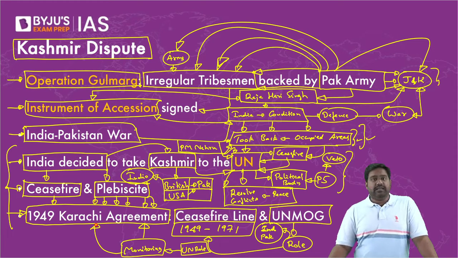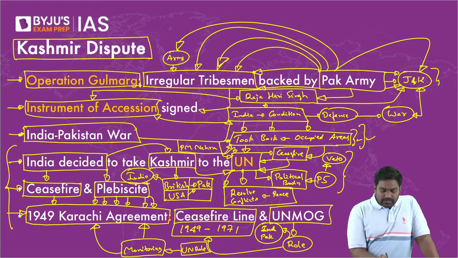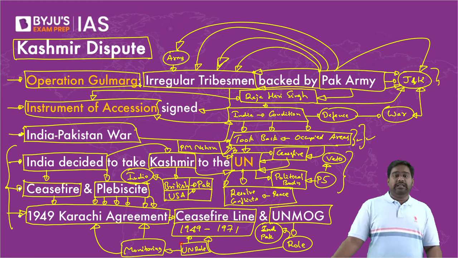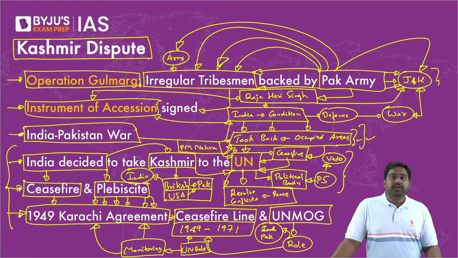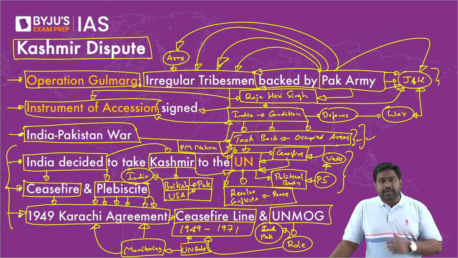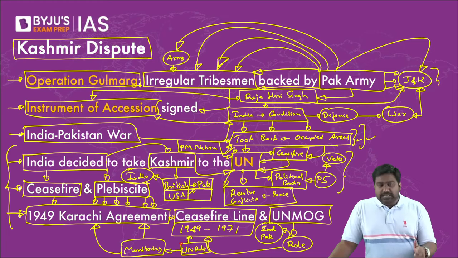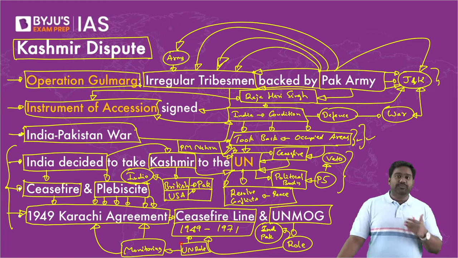The ceasefire line became the temporary de facto border, and the UN military observer groups were set up, where the UN started playing a role in monitoring the ceasefire line and in monitoring the Kashmir conflict. So India was trying to eliminate the role of the UN, right? So eventually we managed to do that. On the other hand, the plebiscite question was becoming a challenge.